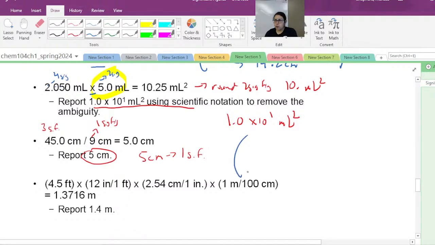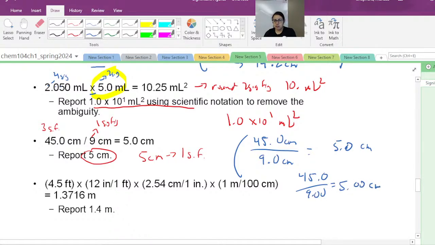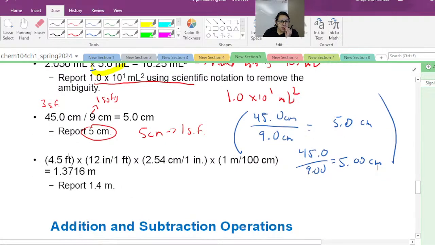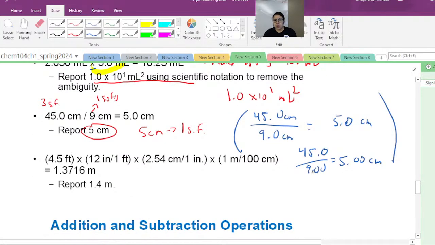And that's, again, where the sig figs are important. So just comparing: if you had done 45.0 centimeters divided by 9.0 centimeters, then we could report 5.0 centimeters, or even 95 divided by 9.00, and then we would have 3 sig figs. It just depends on the accuracy of your two values. If we had been given 9.00 instead, that shows our different combinations.